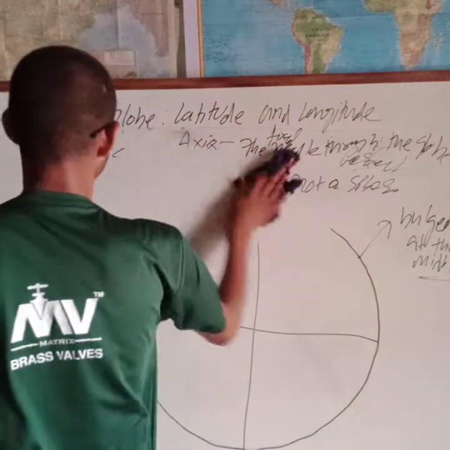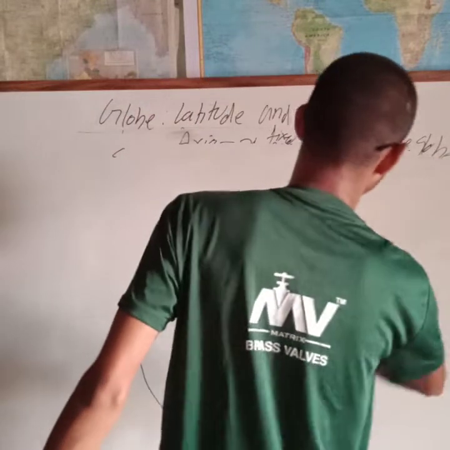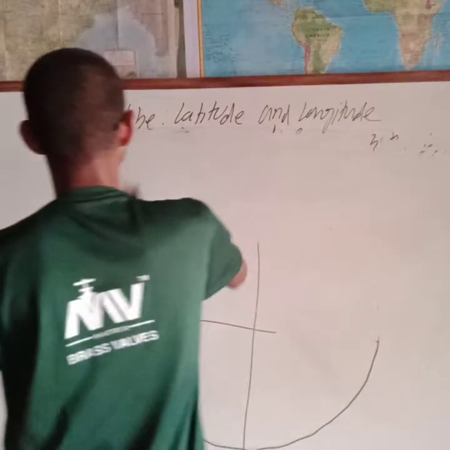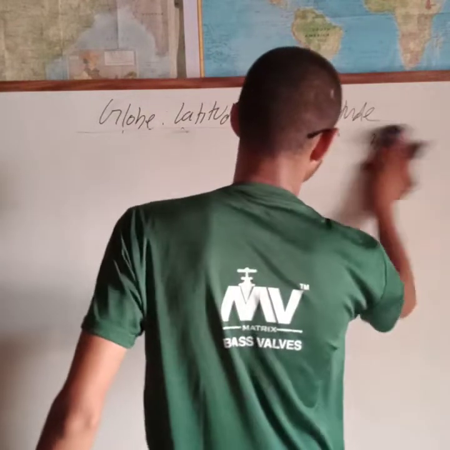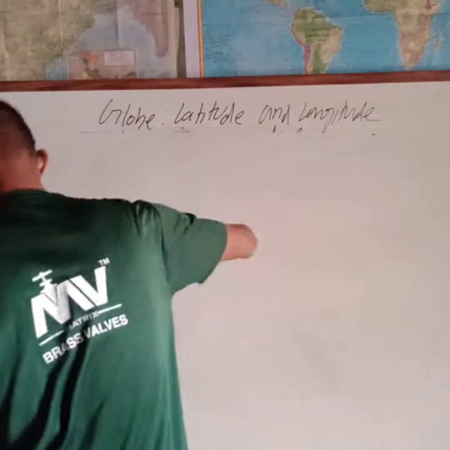Now let's discuss some more terms. This was the axis. Let's discuss something about latitudes and longitudes. So the name of that chapter is latitude and longitude.